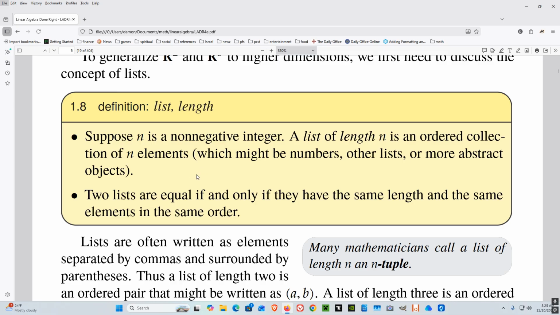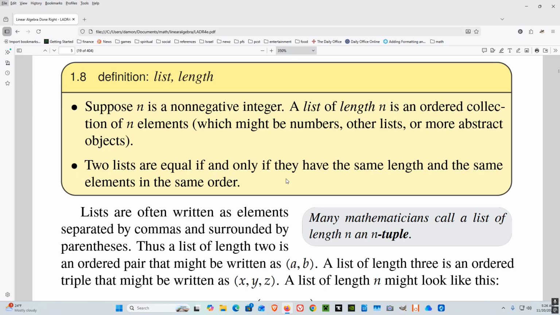List and length definition. Suppose n is a non-negative integer. A list of length n is an ordered collection of n elements, which might be numbers, other lists, or more abstract objects. Two lists are equal if and only if they have the same length and the same elements in the same order. The length of your list is how many elements it has in it.